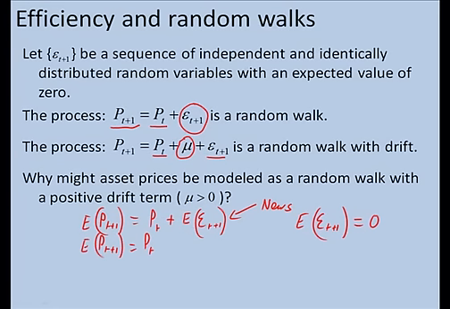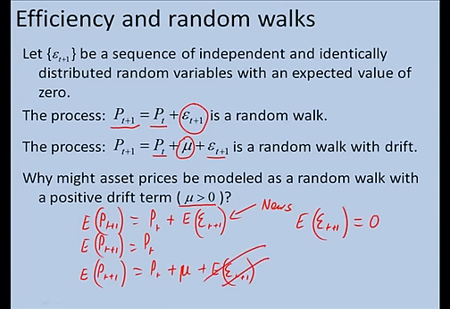That's where the drift term comes in. So suppose the drift term, which is mu, is positive. Then the expected price tomorrow is going to be equal to the price today plus this drift term mu plus the expected error term, which we know is 0, so we can cross that out.